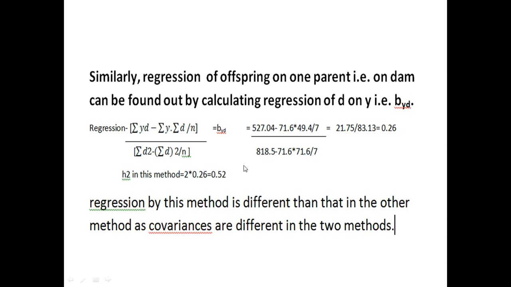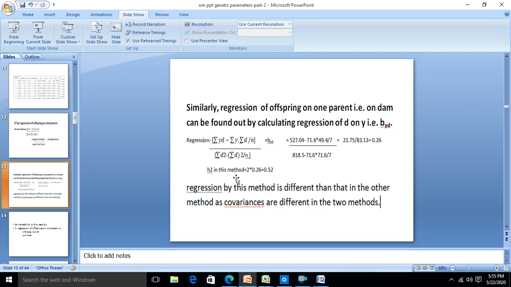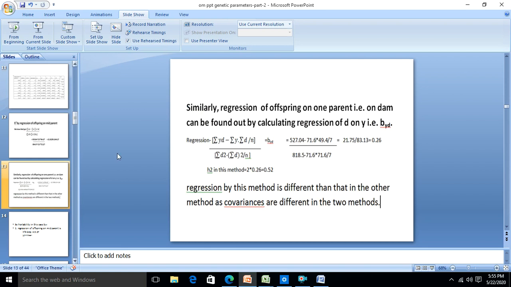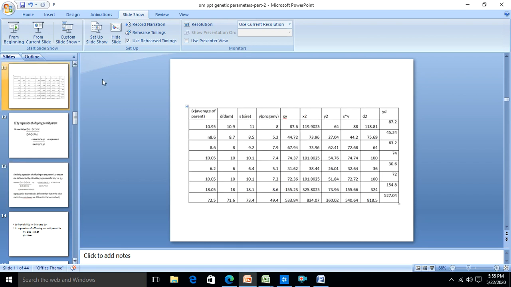I have put the values straight from my Excel sheet. Summation YD as 527.04. Again, for reference, I have already copy pasted 527.04, summation YD, minus summation Y into summation D. What is summation Y? 49.4. Summation D is 71.6, upon 7, whole upon summation D square, 818.5, minus summation D whole square, 71.6 into 71.6.